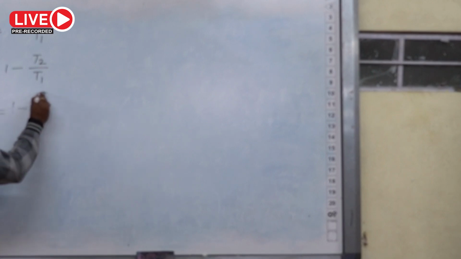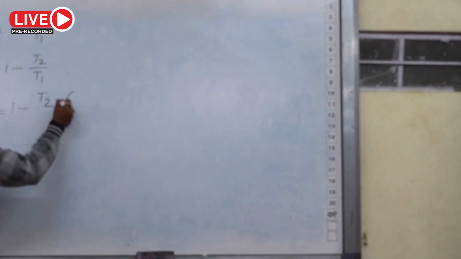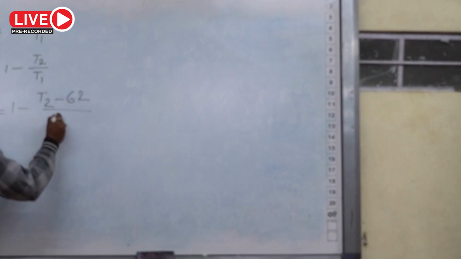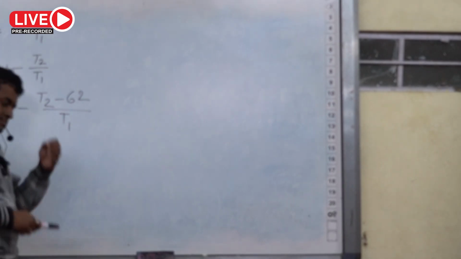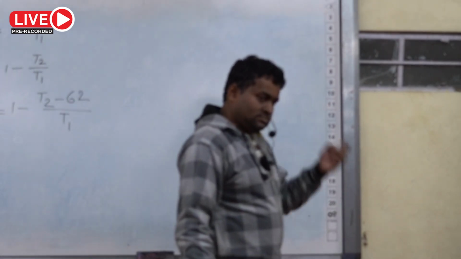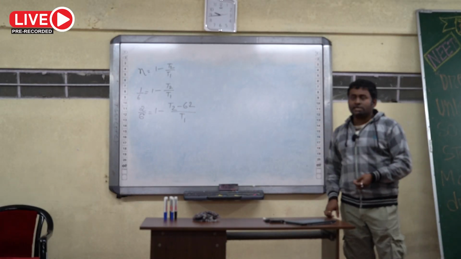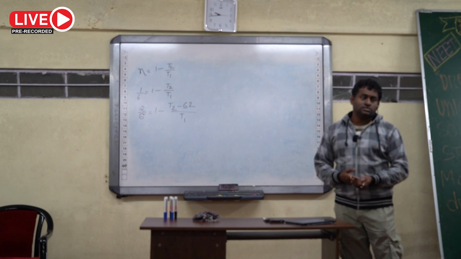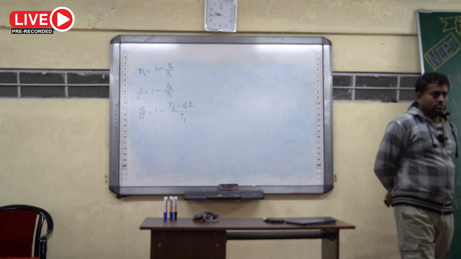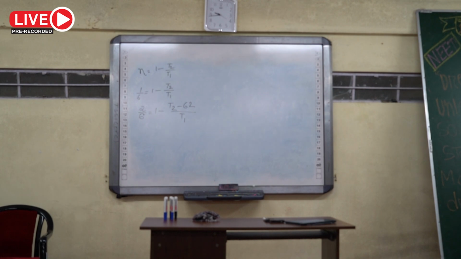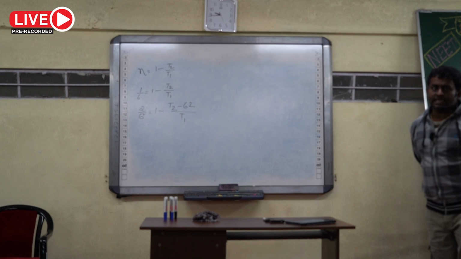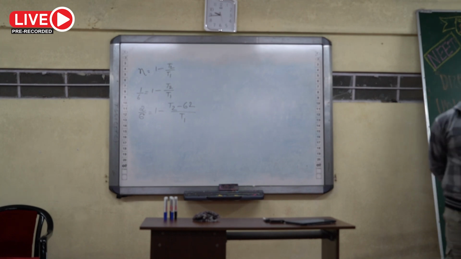1 minus (T2 minus 62) divided by T1. Then from this, eliminating T2, you have to find T1. Because it is given that the sink temperature decreases by 62 degrees Celsius.